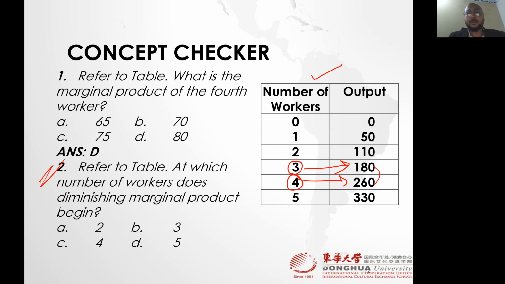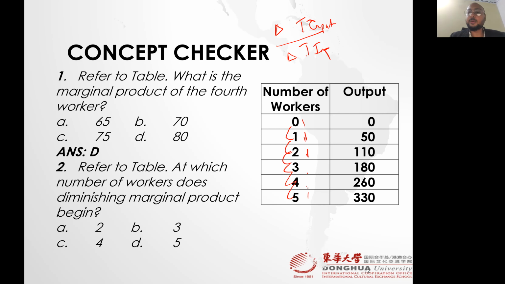Refer to table A. At which number of workers does the diminishing marginal product begin? You can easily find out. We have the number of workers in a series: 0, 1, 2, 3, 4, 5. The formula is the change in total output divided by the change in total input. In this case, the change in input is just 1 each time: 1 minus 0 equals 1, 2 minus 1, 1, 3 minus 2, 1, 4 minus 3, 1, 5 minus 4, 1. So you can find out the change here.